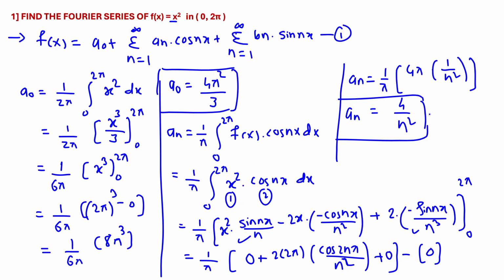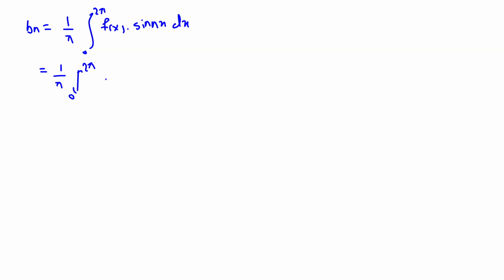Okay, and finally you have to find the value of bn. So again same, the bn is equal to, we have formula 1 upon pi, limits are again same, integration of limit 0 to 2 pi f of x into sine nx dx. Okay, so is equal to 1 upon pi integration of limit 0 to 2 pi, f of x is here x square into sine nx dx.